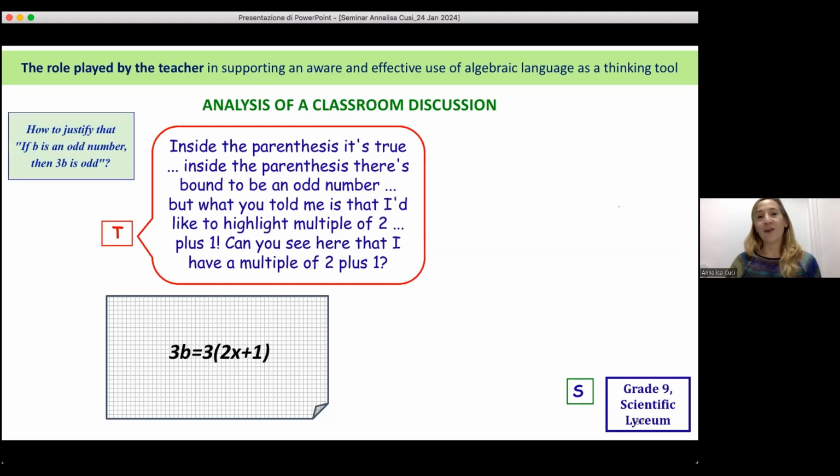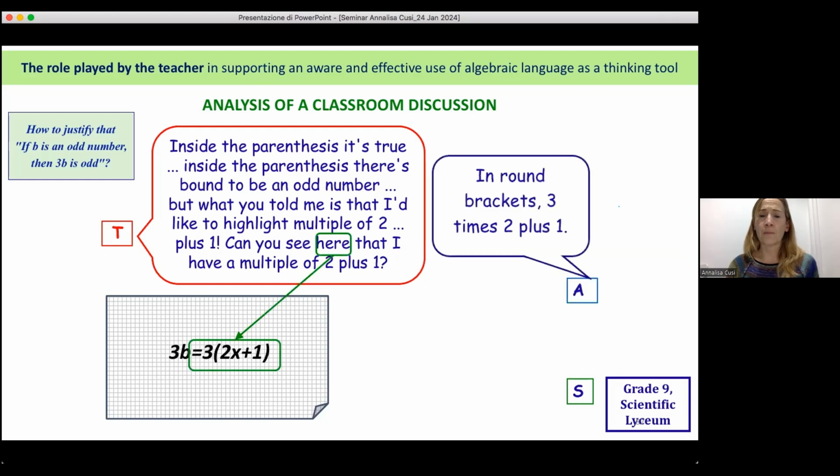Let's go on with the discussion. The teacher says, inside the parentheses, it's true. Inside the parentheses, there's bound to be a not known. But what you told me is that I'd like to highlight multiple of 2 plus 1. Can you see here that I have a multiple of 2 plus 1? In round brackets, 3 times 2 plus 1. A is trying to suggest how to go on.